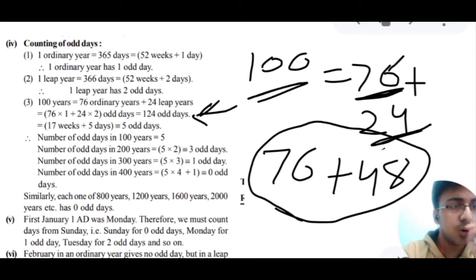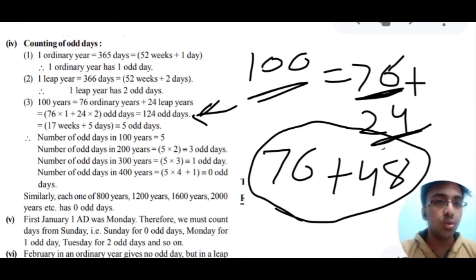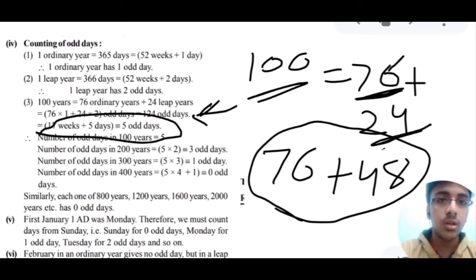But from 124 odd days, we can make more groups of 7, 7, 7, 7. We just need to eliminate the groups of 7. The number of days left are the odd days, and we have to add them to the day given in the question. So here it's 124, and we can divide it. 124 equals 17 weeks plus 5 days. We make 17 groups of 7 by dividing by 7, and we are left with remainder 5. So the number of odd days in 100 years is 5.